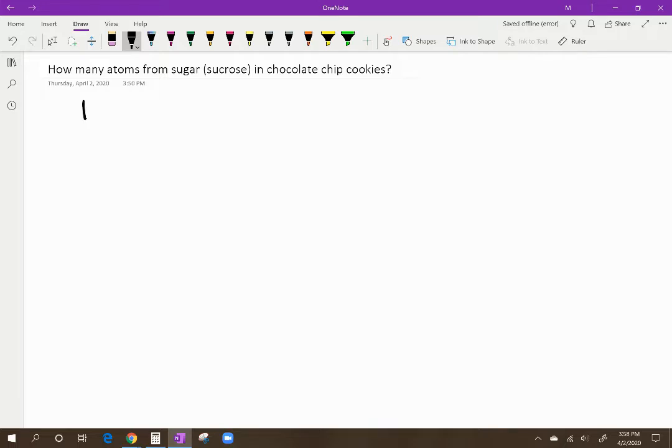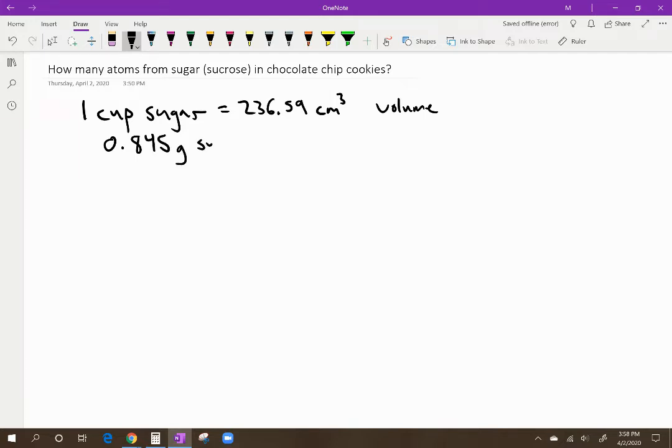You're going to use these two conversion factors. 1 cup of sugar, granulated or brown sugar, is a volume of 236.59 milliliters or cubic centimeters. And a second conversion factor you'll need is that the mass of that amount of sugar, in 1 cubic centimeter, the mass is 0.845 grams. Sugar is also called sucrose. So these are the same thing, sucrose molecules. And that is 1 cubic centimeter or 1 milliliter of sucrose. So that'll get us from volume to mass.